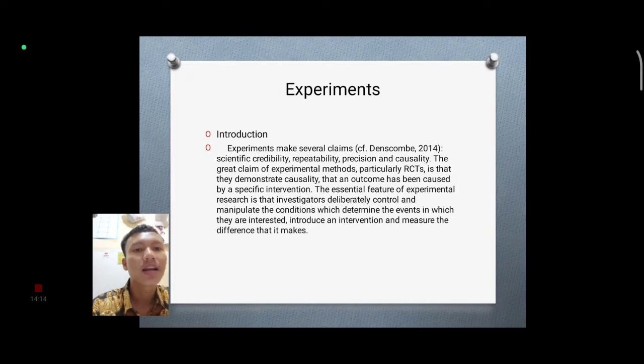The essential feature of experimental research is that investigators deliberately control and manipulate the conditions which determine the event in which they are interested, introduce an intervention, and measure the difference that it makes.